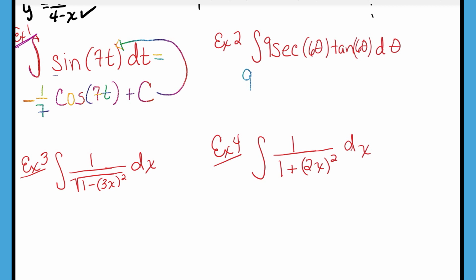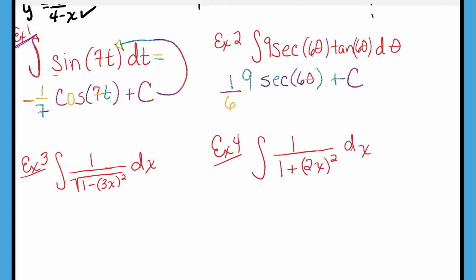So then I ask myself, where does secant tangent come from? Who do you take the derivative of and get secant tangent? And that's secant. And you got to remember that we got to keep that theta, whatever it is. And then you say, but there should be a 6 in this answer. It should be secant 6 theta, tangent 6 theta times 6. But I don't see a 6. Do you see a 6? So in the original problem, there must be a 1/6 that would counter that.